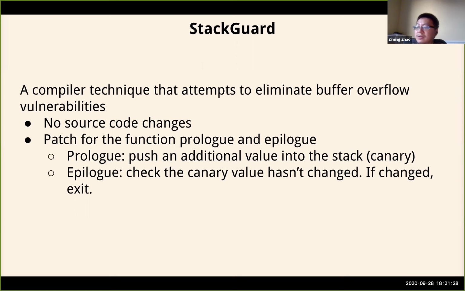The compiler will automatically patch the to-be protected function prologue and epilogue. In the prologue, the code will just push one additional value onto the stack, and the additional value is called the cookie or the canary. For the 32-bit version, it's 32 bits, 4 bytes. For the 64-bit version, it's 64 bits.